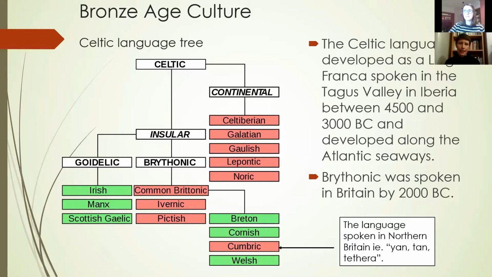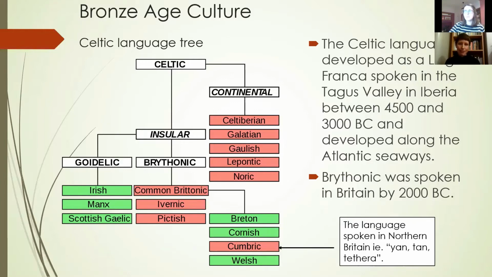You can see here that the Celtic languages are split into continental, then insular and Goidelic. And what we need to look at is the two branches on the left. Goidelic was a language spoken in Irish, Manx and Scottish Gaelic, and the Brythonic language was spoken across most of Britain, and it went on to form the modern languages we know today as Breton, Cornish and Welsh.